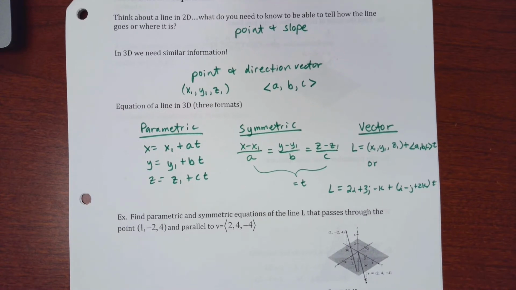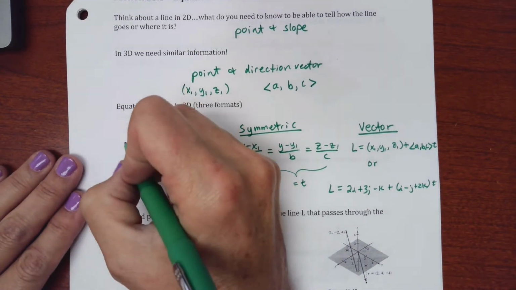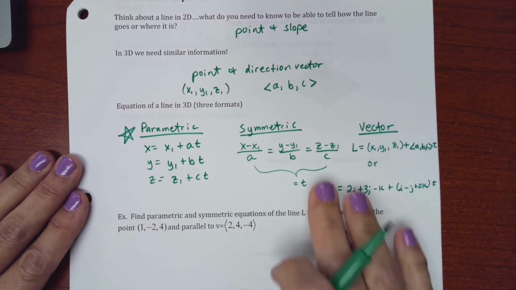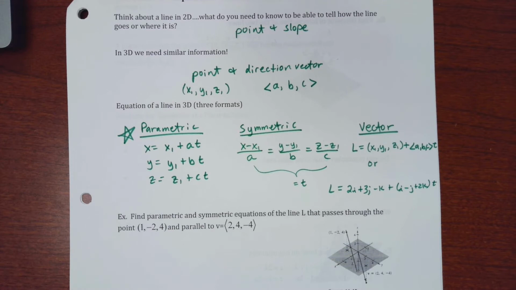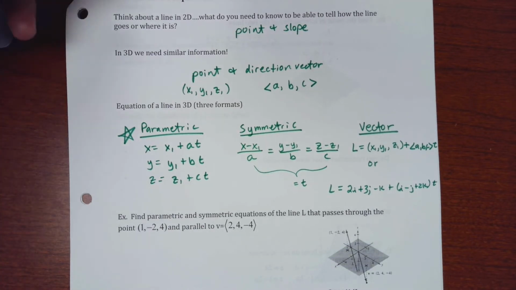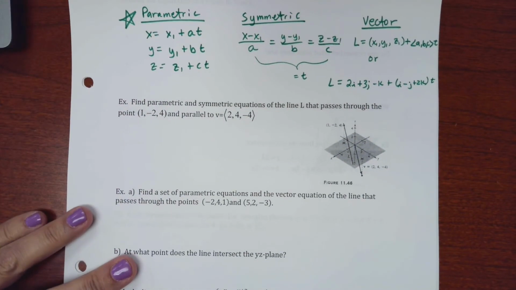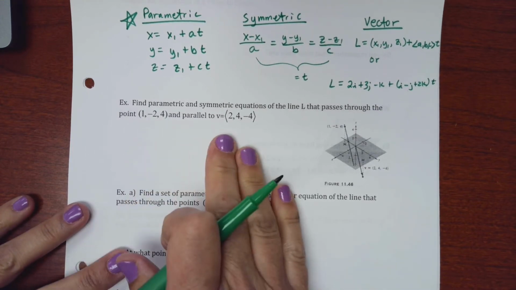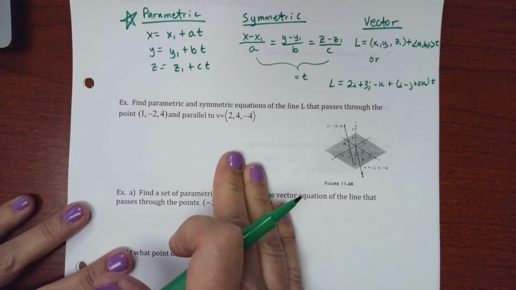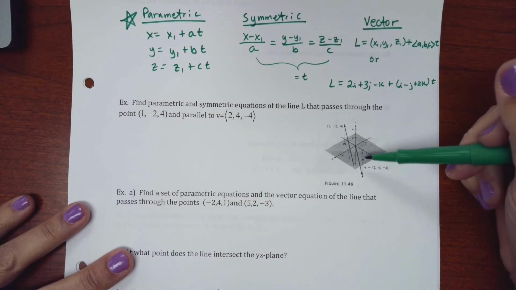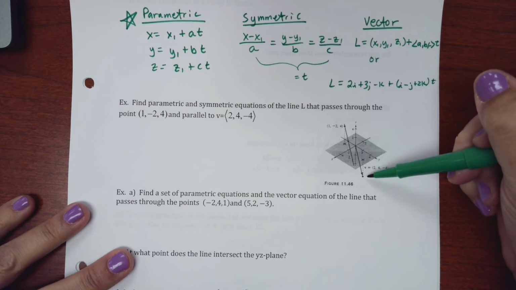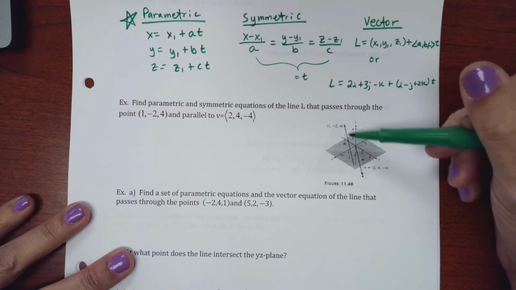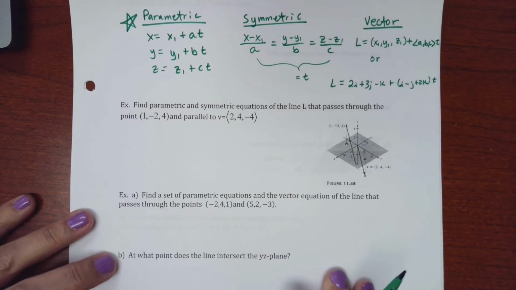Okay, so the one that I would choose to use the most is this one right here, the parametric. Symmetric is a close second to that. Vector, not that much, but sometimes. Okay, so let's do an example. Find the parametric and symmetric equations for a line L that passes through this point and is parallel to this vector. Parallel to that vector means that's its direction. So here's that vector, 2, 4, negative 4, and I want my line to go through this point right here. So I basically want something parallel to this going through that point. That's what that picture is showing you.